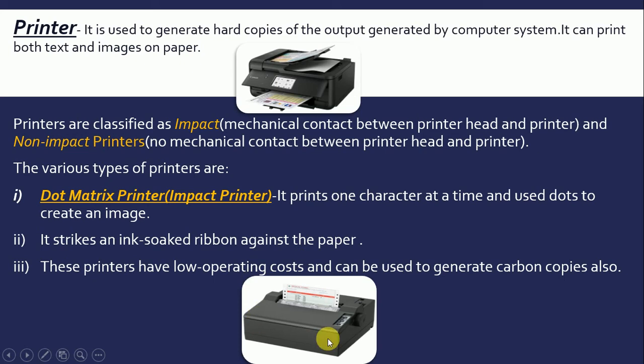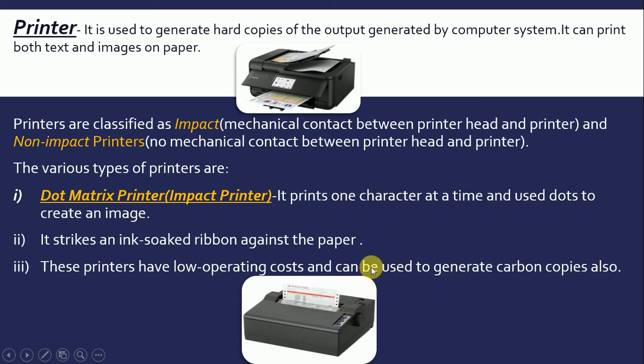Here in the picture you can see this is a dot matrix printer, which was used earlier when the laser printer was not introduced or the inkjet printer didn't come. What it does is it prints one character at a time, and it used dots to create an image. It strikes an ink soaked ribbon against the paper, and these printers used to create a lot of noise, and sometimes the ink used to get spread also on the paper. Though they have low operating cost and they can be used to generate carbon copies also, nowadays we don't use them much.